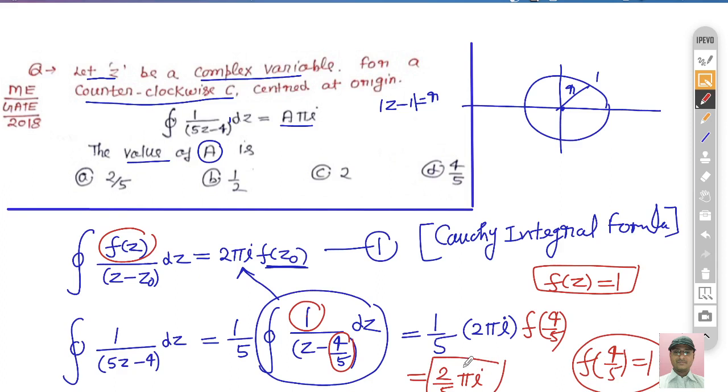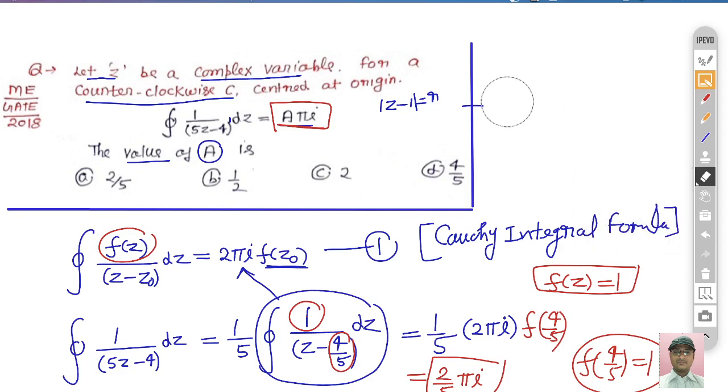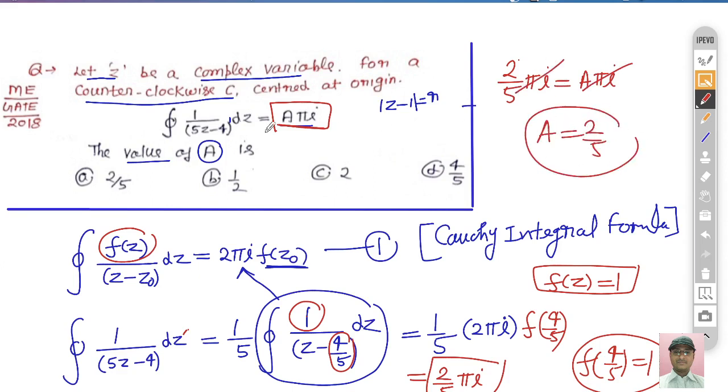Now this value is equal to a pi iota. We can put this value and get the value of a. The integral value we calculated is 2 by 5 pi iota, and it is already given that this is equal to a pi iota. So pi iota and pi iota cancel out. So the value of a is 2 by 5. In this question they have asked the value of a, so option A is correct.